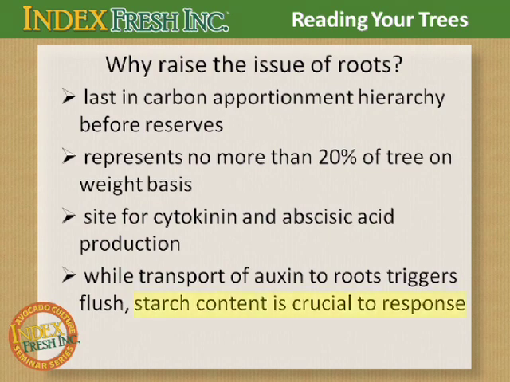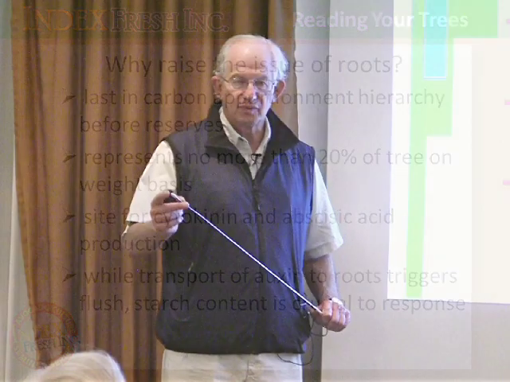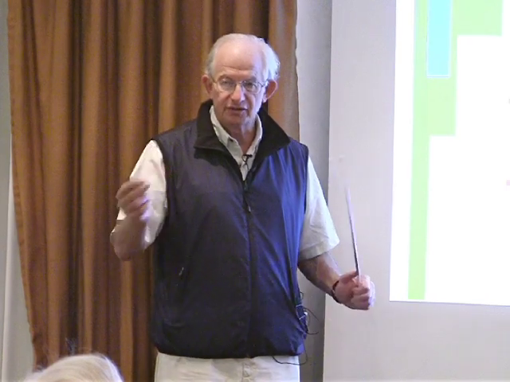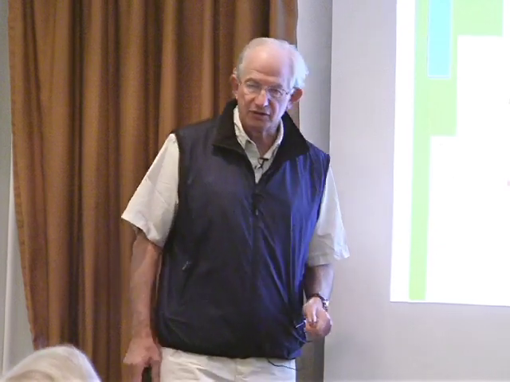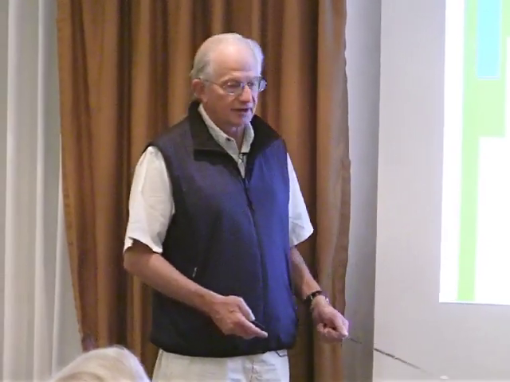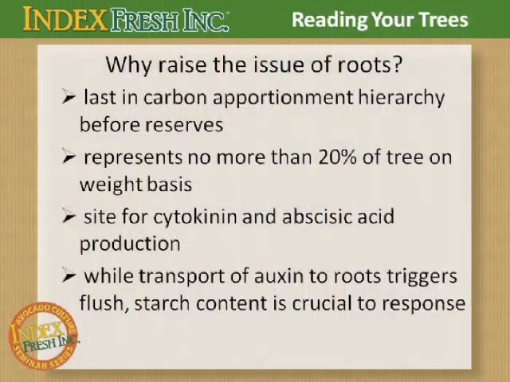But we can only really get a triggered flush if we have starch to promote the flush. If roots are starved of starch, then we're not going to get the flush when we should. Okay. So that's what happens. And it's called dominance. And the degree to which you get spring shoot growth depends on how much auxin has moved from the terminal buds down into the root systems and produced cytokinin to produce an expression of shoot growth in the spring.